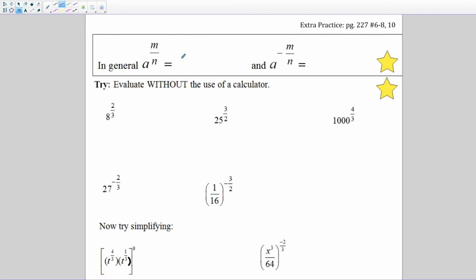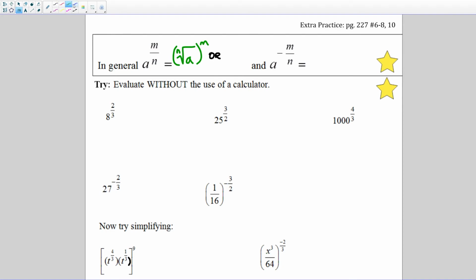So this rule at the top here is exactly what we talked about much earlier in the video. A to the power of m over n is really the same thing as the nth root of a, and then in brackets, raised to the power of m.